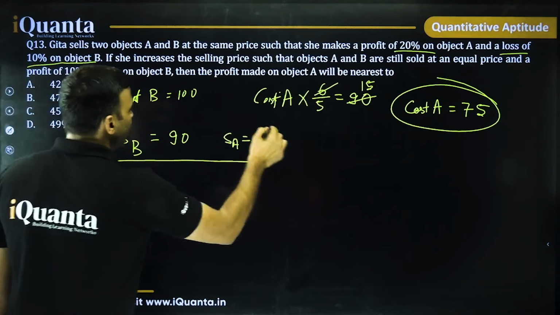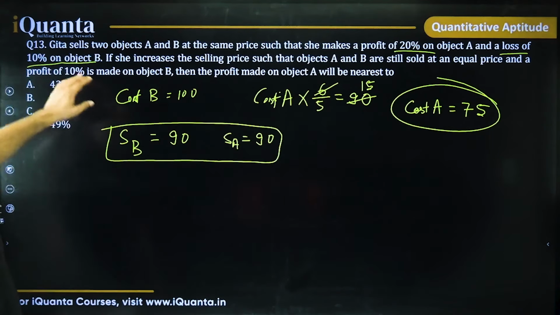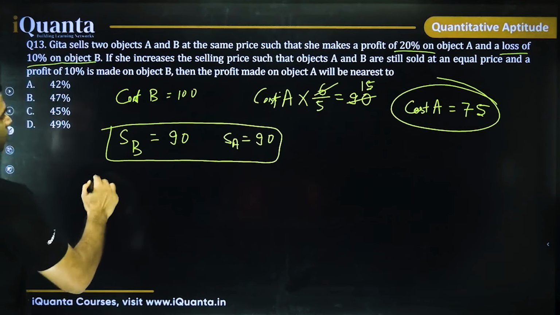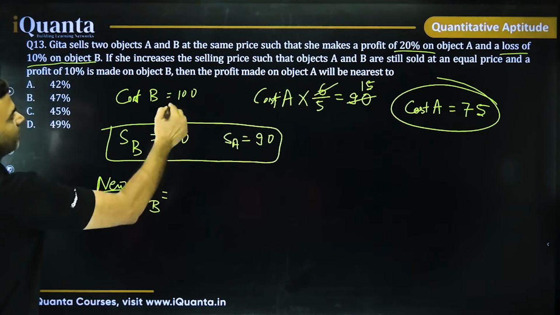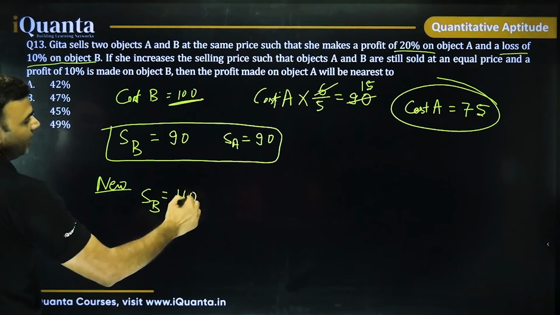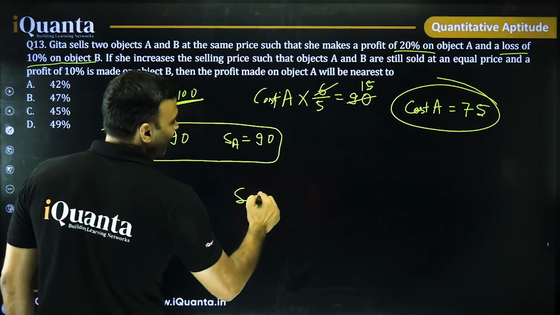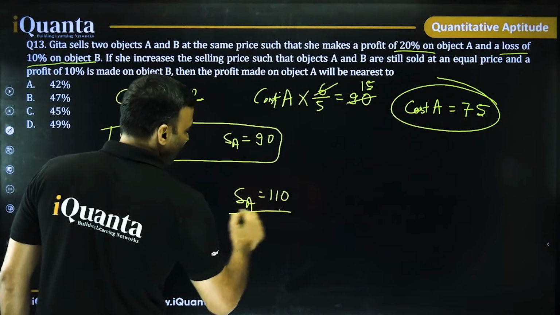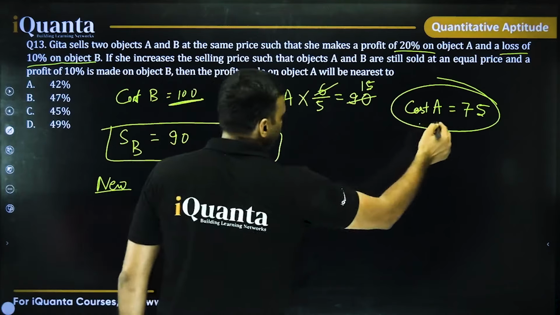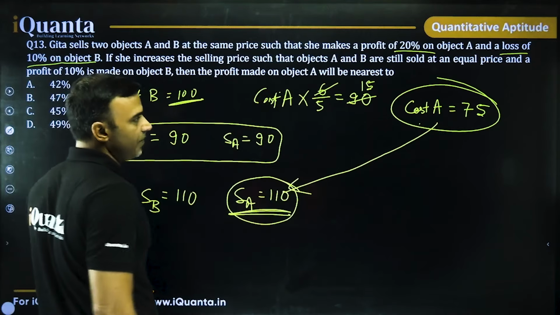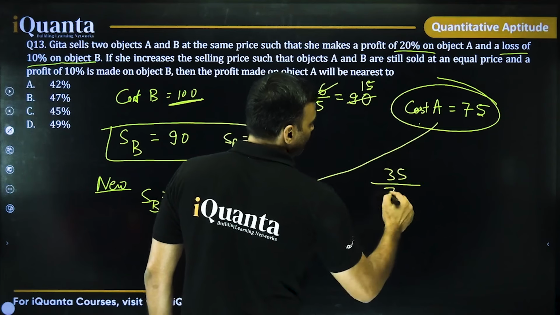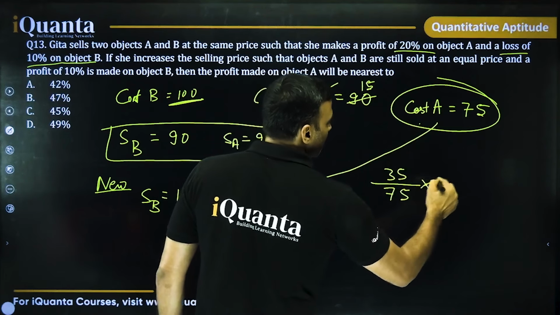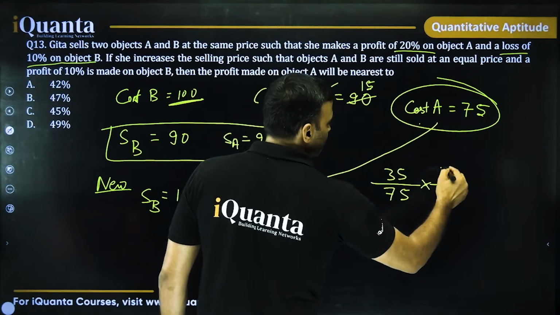We want to change the selling price so that on B there is a 10% profit. So the new selling price of B should be how much? 10% profit on this, so 110. So the selling price of A will also be 110. Okay. But the cost price of A is still the same, 75. So on A there is a profit of 35. So the profit percentage of A will be 35 divided by 75 into 100. And that's how it will be very easily solved.